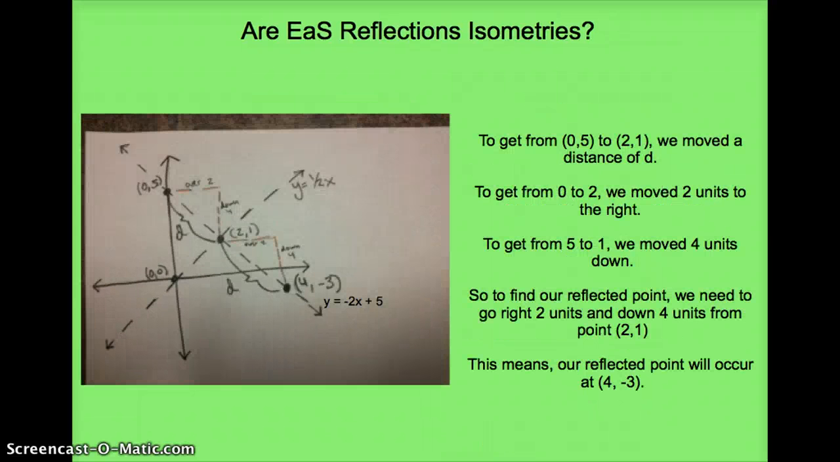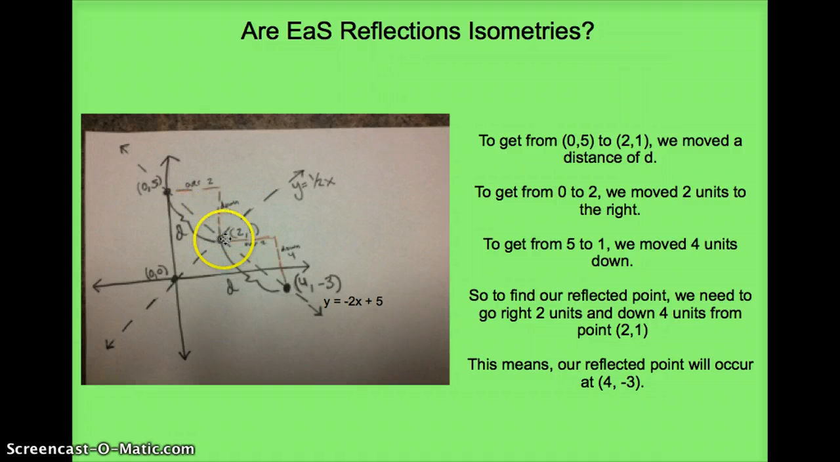So now we need to move along the perpendicular line the distance of d. So to get from (0, 5) to (2, 1), we moved a distance of d. And so, to get from 0 to 2, looking at our x-coordinates, we moved 2 units to the right. To get from 5 to 1, looking at the y-coordinates, we moved down 4 units.